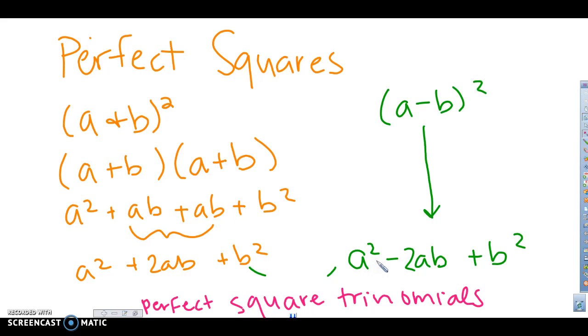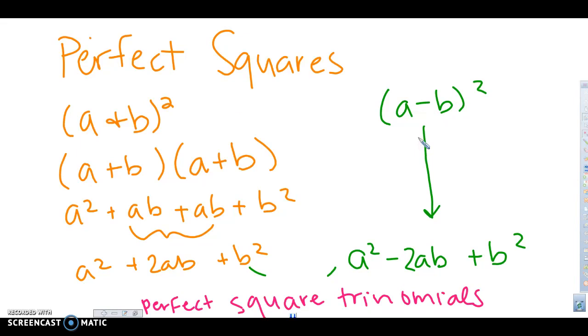And that's because they are the squares of binomials. So it's this binomial squared. Okay? So we've talked about this before. When we did FOIL, it was one of our special products. This is squares of sums, and this is squares of differences.